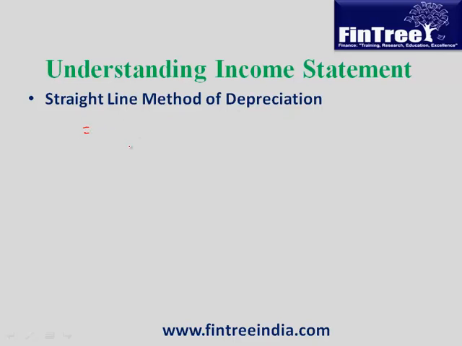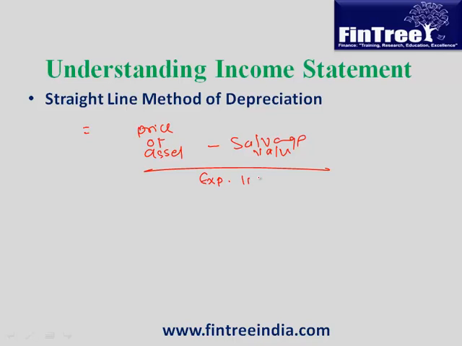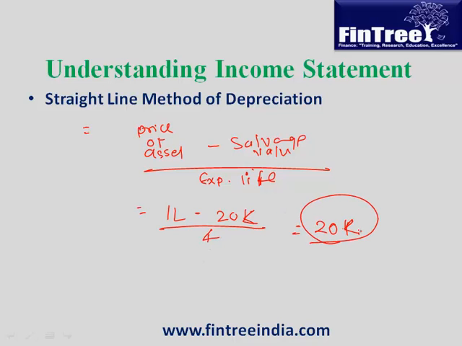Straight line method of depreciation we can calculate by the value of the asset or price of that asset at which we have acquired that asset minus the estimated salvage value divided by expected life of the asset. Okay, so for example, you have an asset of 1 lakh, expected salvage value 20,000, and the life of the asset is 4 years, then the depreciation every year is going to be 20,000.